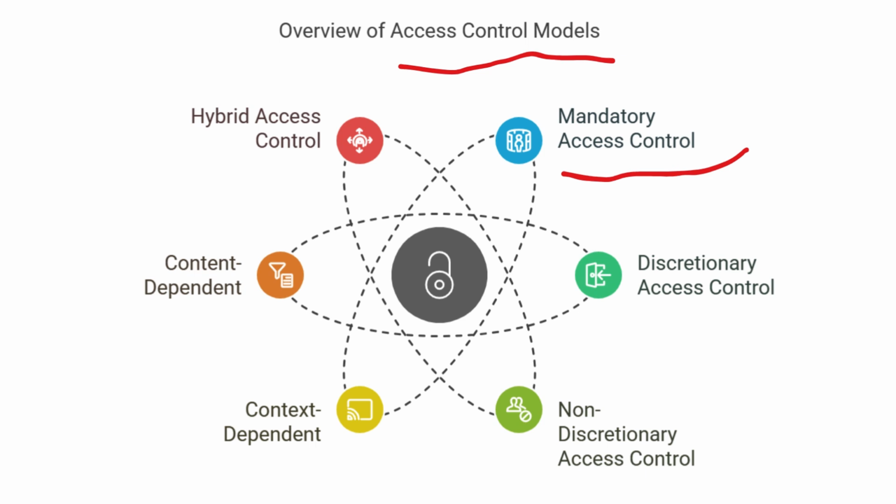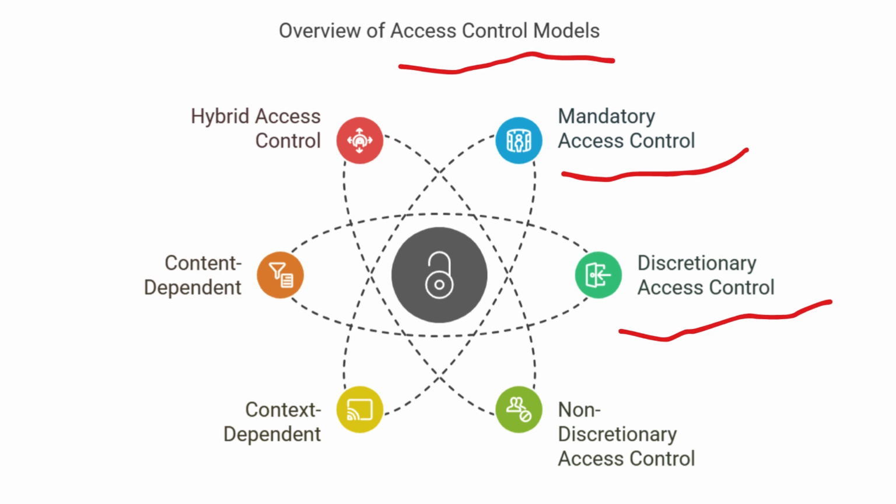So, where is MAC used? It is best suited for military and government agencies, law enforcement and intelligence services, and highly classified research organizations. Because everything is centrally controlled, there is no room for human error, but it is also hard to manage in large organizations. Discretionary Access Control, DAC, which is the opposite of MAC.